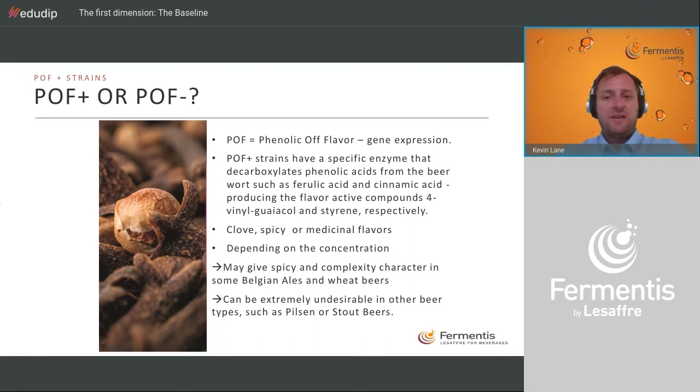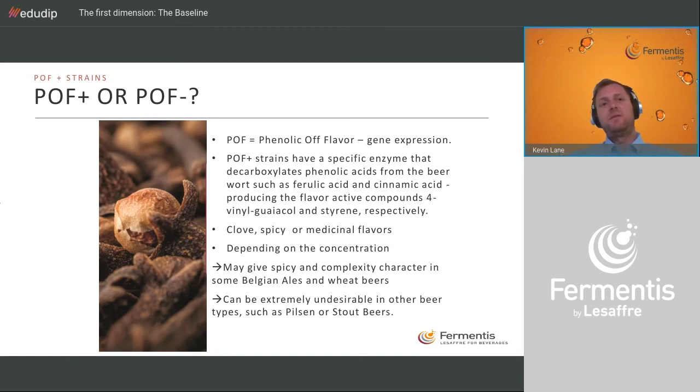The POF positive strains have a specific enzyme that decarboxylates phenolic acids like ferulic acid or cinnamic acid and produces those phenolic flavors, 4-vinyl guaiacol or styrene, respectively, from those two acids. In terms of the flavor, it's going to produce clove, spiciness, medicinal flavors, and it's dependent on the concentration, of course. It may give a spicy or complex character to some Belgian ales or wheat beers, like a Hefeweizen or a Saison type beer.